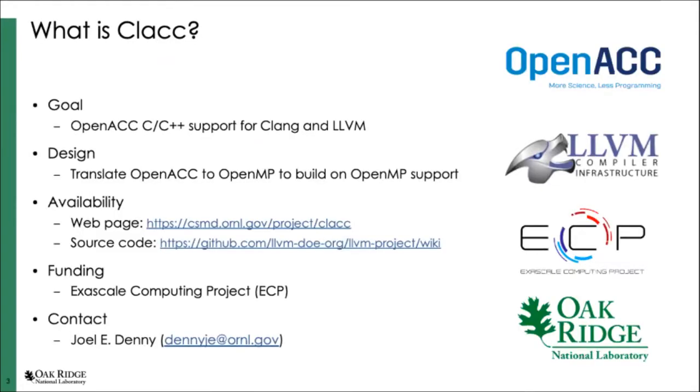First of all, what is Clacc? Clacc is a project to develop OpenACC support for C and C++ as an extension of Clang and LLVM. The key design decision we made at the beginning of the Clacc project is to translate OpenACC to OpenMP in order to build on the OpenMP support being developed by a number of different organizations. On this slide, I've provided the URL for Clacc's ORNL homepage, and the URL for Clacc source code, which is hosted publicly on GitHub as part of the LLVM DOE fork that we maintain at ORNL. Clacc is funded by the Exascale Computing Project, or ECP, and I am the primary developer and contact for Clacc.